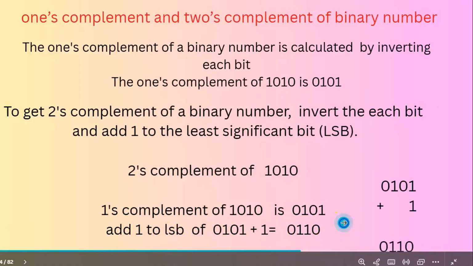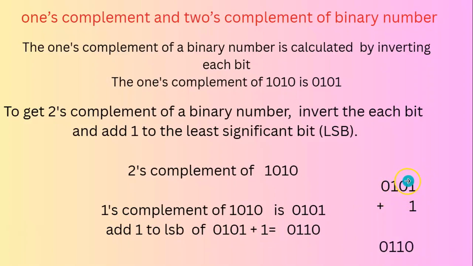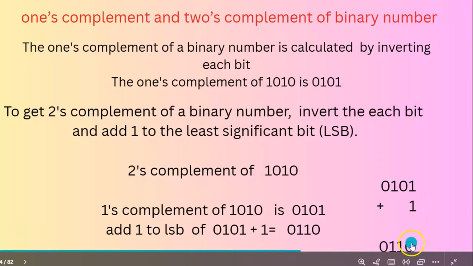So you can see how we add. The 1's complement of 1010 is 0101. You add 1 to the least significant bit. When you add 1 plus 1, you get 10. So you put 0 here and the 1 will be carried to this bit. So 0 plus 1 is 1. This 1 will be carried out as it is and this 0 will be carried out as it is. So the 2's complement of 1010 is 0110.